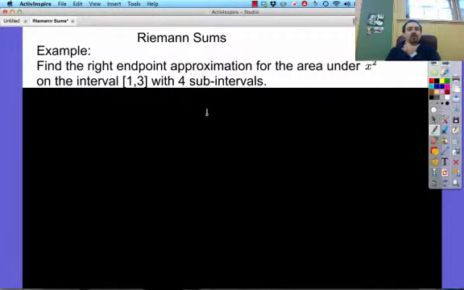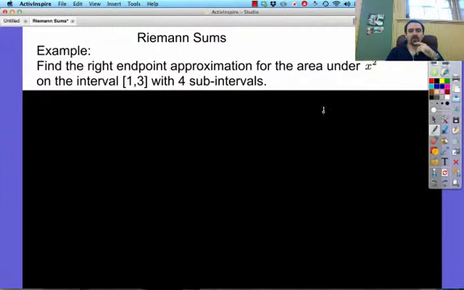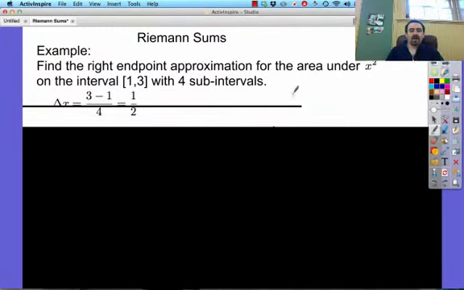Let's try one. We're going to find the right endpoint approximation for the area under x squared on the interval 1 to 3 with 4 subintervals. So I'll just sketch this real quick. Okay. We're looking at x squared. We're going from 1 to 3. So I'm looking for an area like this. It's kind of not a great picture, but you get the basic concept. I'm looking for this area.